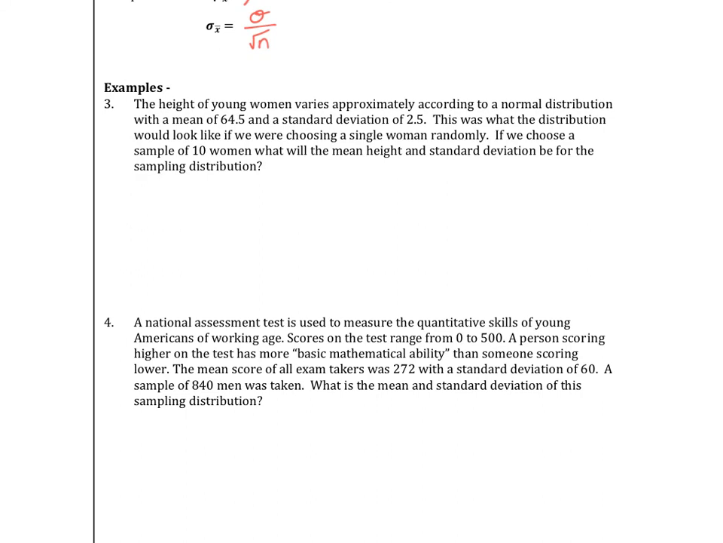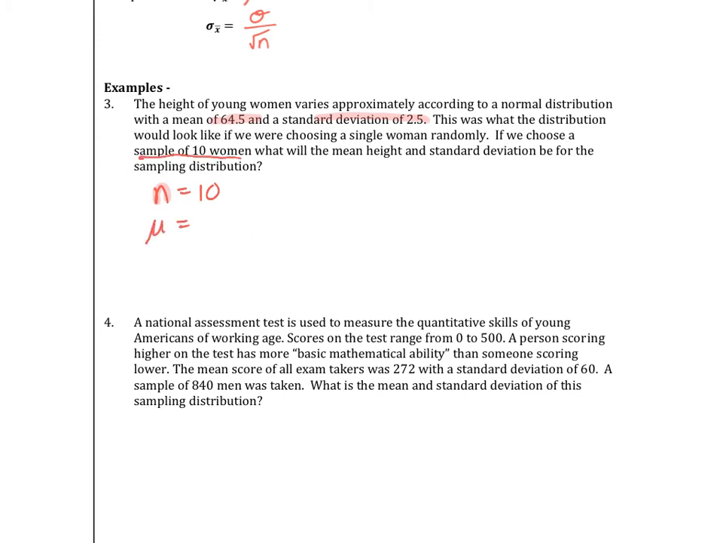So in example 3, the height of young women varies approximately according to a normal distribution with a mean of 64.5 and a standard deviation of 2.5. This is what the distribution would look like if we were choosing a single woman randomly. If we choose a sample of 10 women, what will the mean and standard deviation be for the sampling distribution? So what we have is n, the number of people in our sample, which is 10.